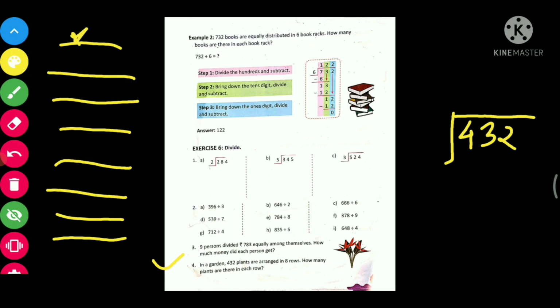Okay, so suppose in the first row some plants are there, then second row, third row, fourth row, like this plants are arranged. Okay, now the question is what? How many plants are there in each row? So in each row, how many plants will be there? Is there 2 plants? Is there 3 plants? Is there 10 plants? How many plants? That one we have to find. Okay.